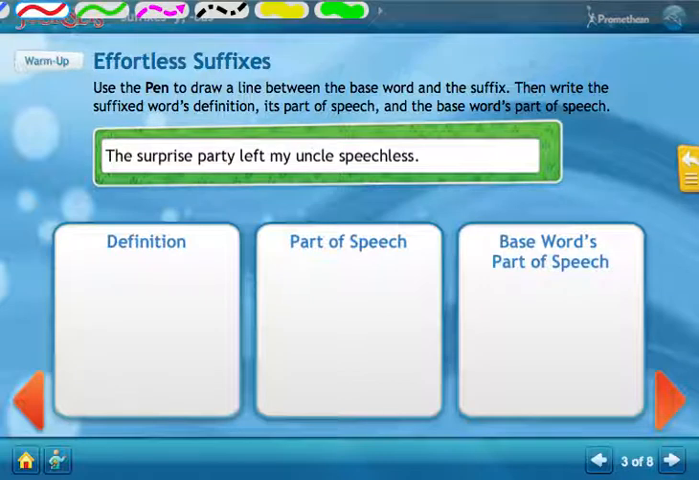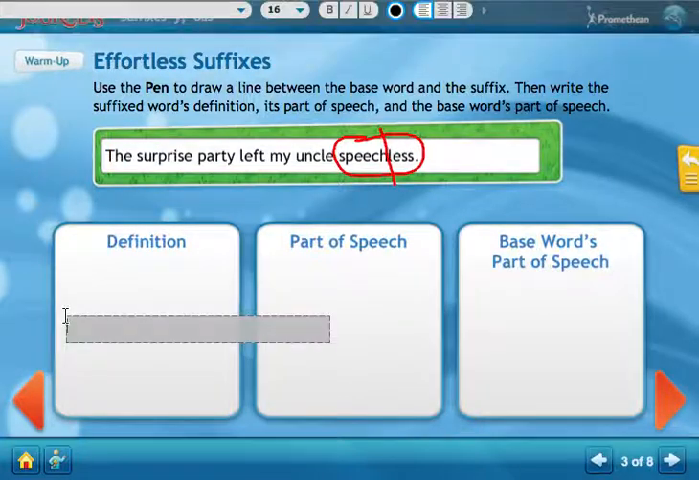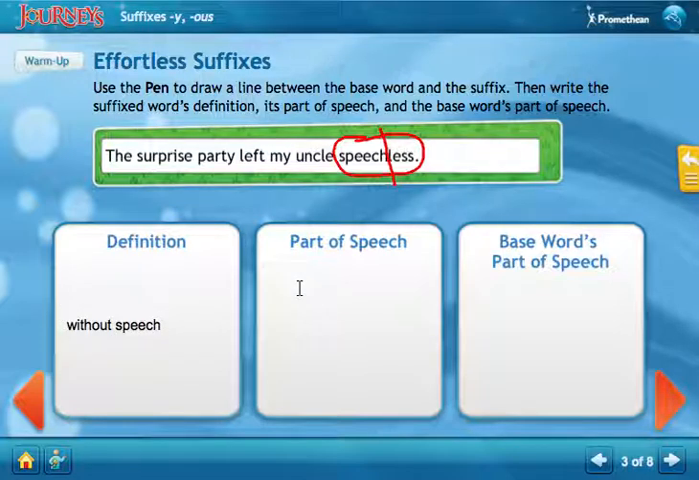The surprise party left my uncle speechless. So our word that has our suffix less is speechless. The base word here is speech, and the suffix again is less. What does speechless mean? Well, speechless means to be without speech. The part of speech is again an adjective.